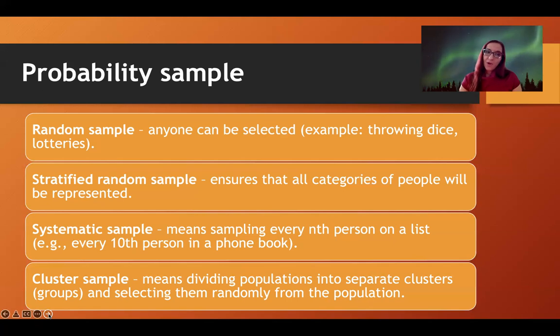Now, aside from this sampling method, where you can just open a phone book and say, okay, now I'm gonna just pick people randomly and call them and see if they want to participate in my survey. Another thing that you could do is use stratified random sample. That ensures that all categories of people will be presented.